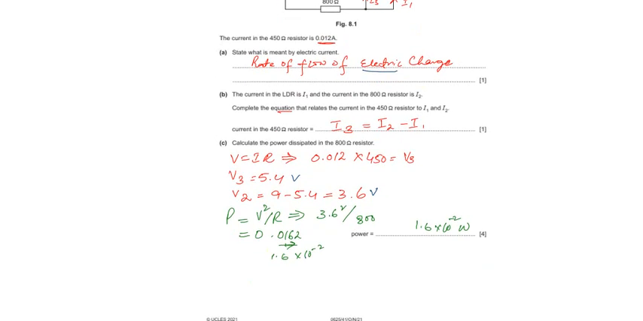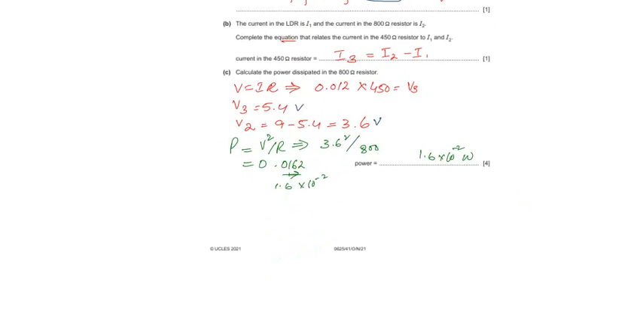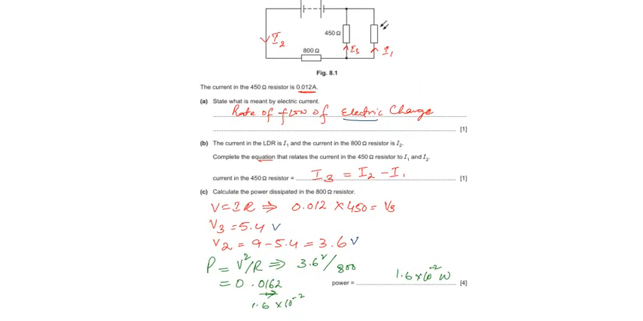Okay, calculate the power dissipated in the 800 ohm resistor. We know the power formula: P equals V into I, P equals I square R, P equals V square over R. So we can use any one of them, but we need to use it smartly. We need to answer it smartly. So first of all, what we are going to do is use the information that the current in the 450 ohm resistor is 0.012. So we know what is I3, right?